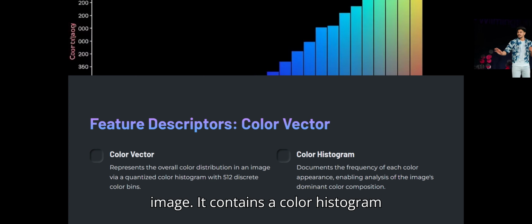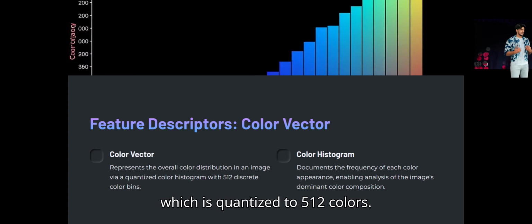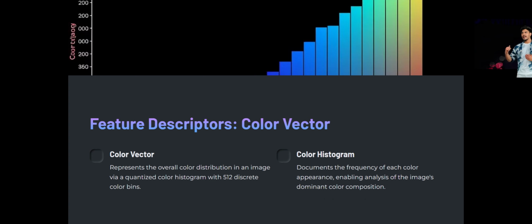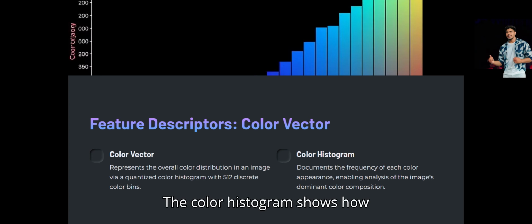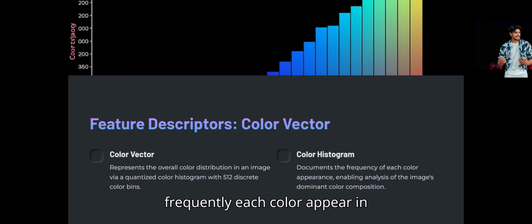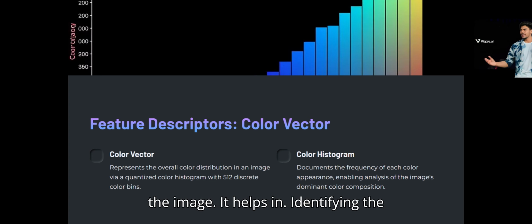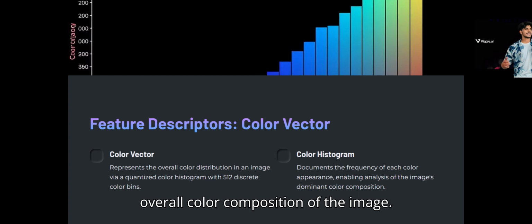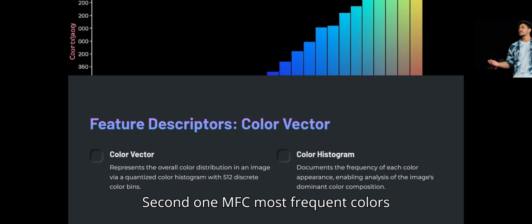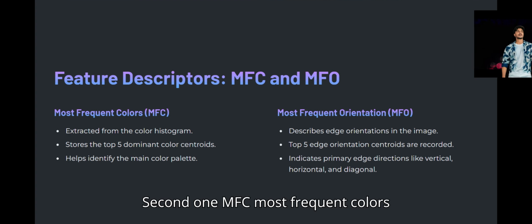It contains a color histogram which is quantized to 512 colors. The color histogram shows how frequently each color appears in the image. It helps in identifying the overall color composition of the image. Second one, MFC, most frequent colors.